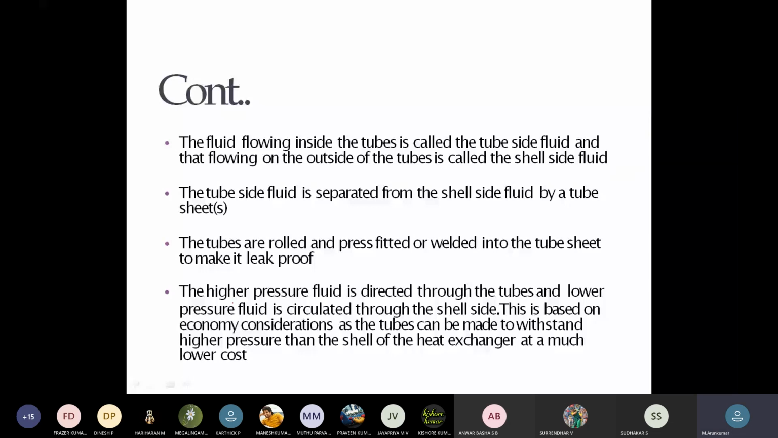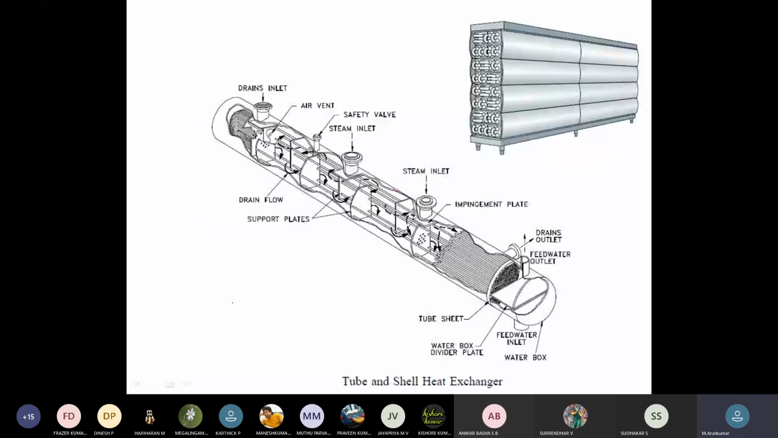Right. So actually this is the diagram of a tube and shell heat exchanger. So there is a shell. We can also flow the fluid with the use of the shell. Also inside the shell, you can see this, we have tubes that can be used to flow the fluid inside the shell. Right. So these are some parts of the tube and shell heat exchanger. Just go through that.